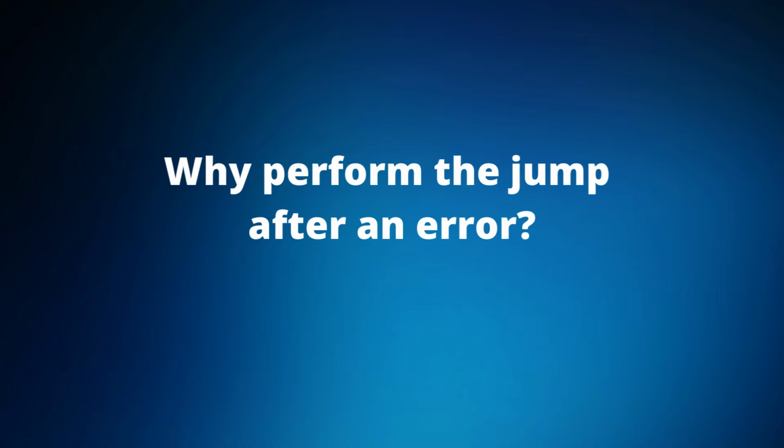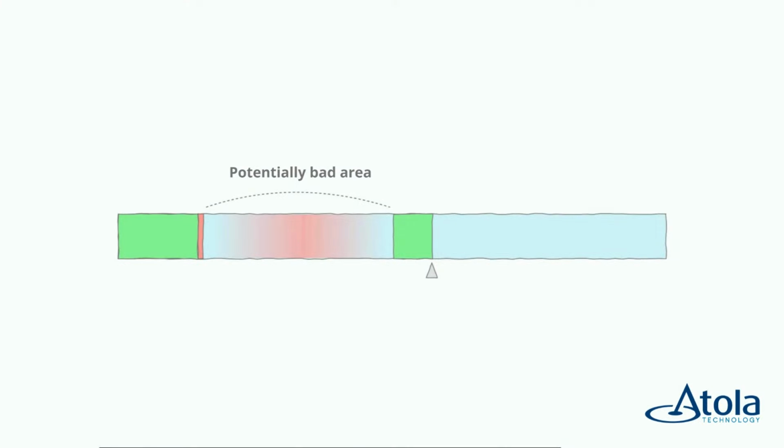So, why do we choose to perform the jump after an error? Because, based on our experience in data recovery, errors often come in groups, and you will encounter more errors in the subsequent sectors in many cases. That's why we choose to skip the potentially bad area and continue imaging the good areas of the drive first, for a more efficient imaging process and more gentle treatment of the drive.